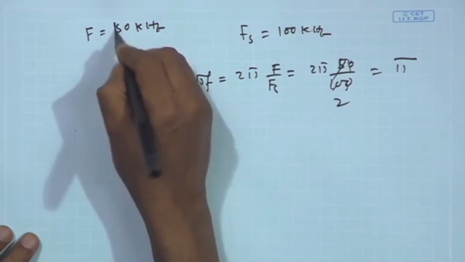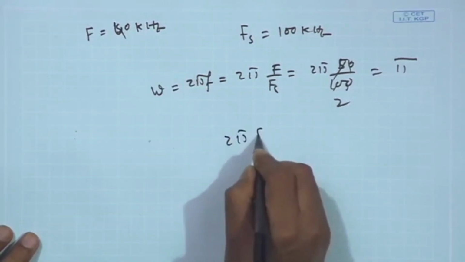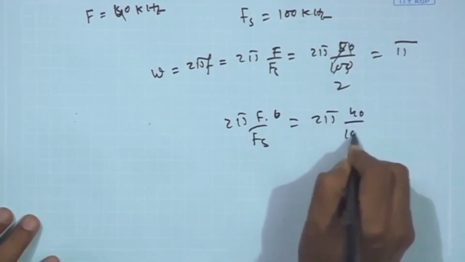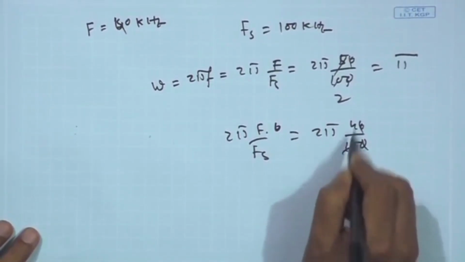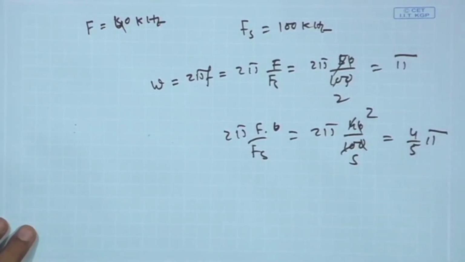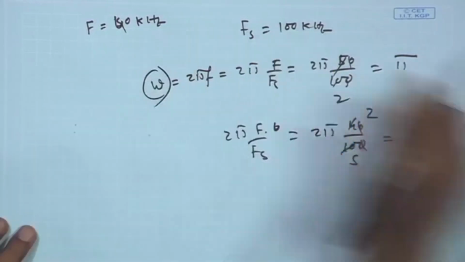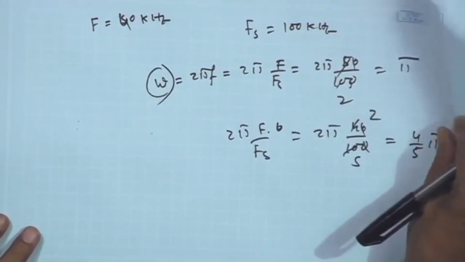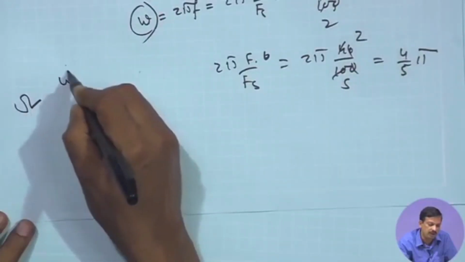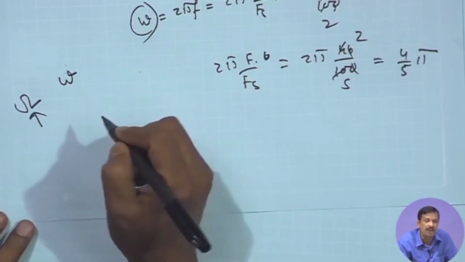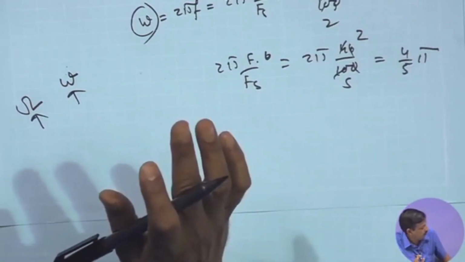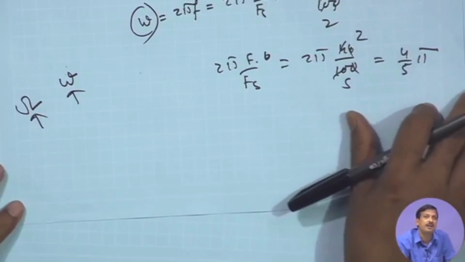Now, if it is 40 kilohertz, then it is 2 pi F by f s. So, it is 2 pi times 40 by 100. So, it is 4 by 5 pi, the normalized discrete frequency. So, this omega is called discrete frequency. This concept is very important. This will be used in many ways. So, this omega is continuous, this is discrete, this is radian per second, this is radian per sample. Is it clear?